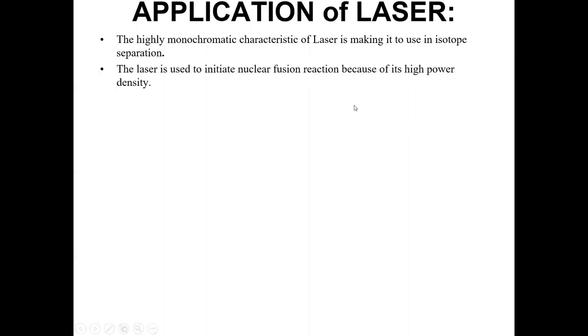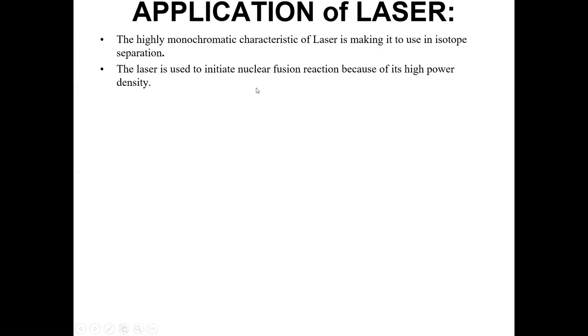And the laser is used to initiate the nuclear fusion reaction. We know that if low atomic number atoms are combined together, for suppose two hydrogen atoms combine, then helium nuclei will form. But the mass of the helium nucleus is less than the sum of the masses of two hydrogen atoms. That means there is some mass loss, and that mass loss is emitted in the form of energy according to Einstein's mass-energy relation E equal to mc square. This phenomenon is called the nuclear fusion reaction.